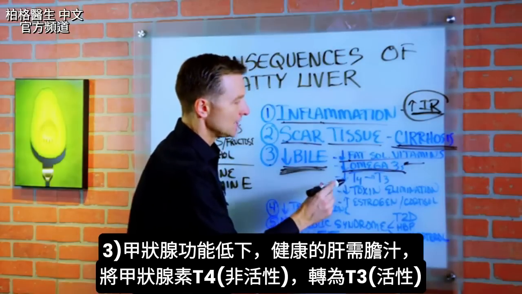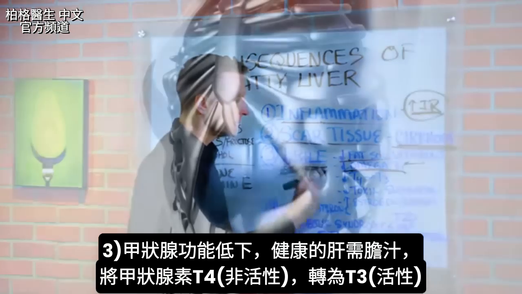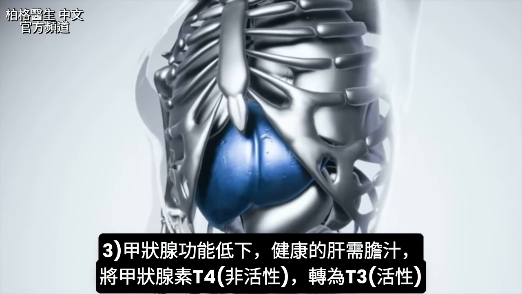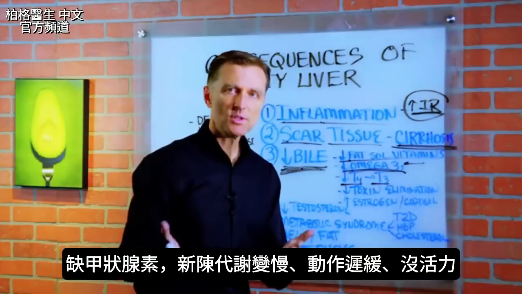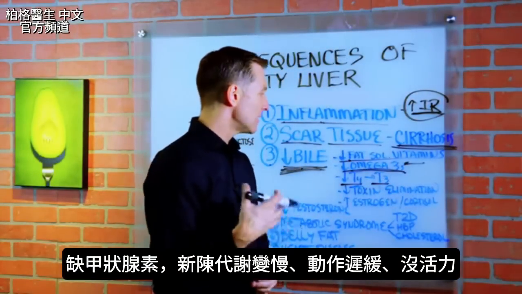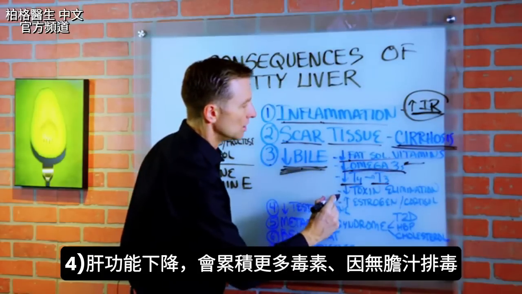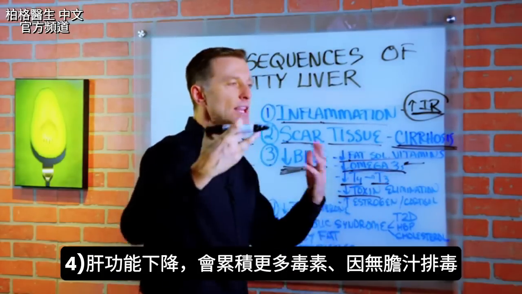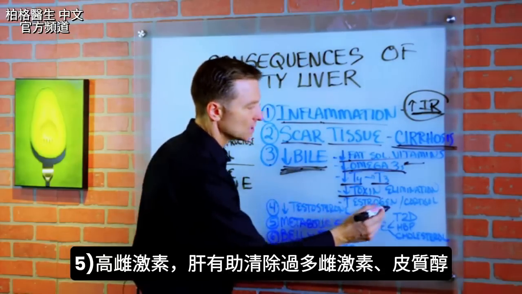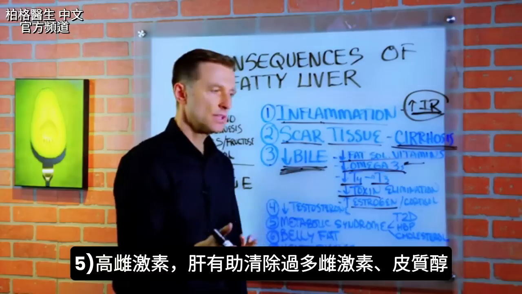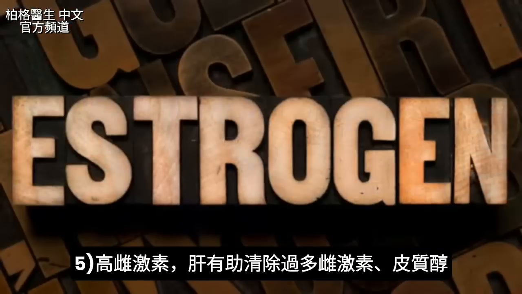Also, they might not connect the dots with a thyroid being low because it takes bile in a healthy liver to convert T4 to T3, the active form of thyroid hormones. So they might notice their metabolism is slow, things are sluggish, they lost that vitality. What happens when you lose the capacity of the liver, you increase more toxins because you can't eliminate the toxins with the help of bile. You also start holding on to more estrogen. One of the functions of the liver is to help get rid of excessive estrogen and cortisol.